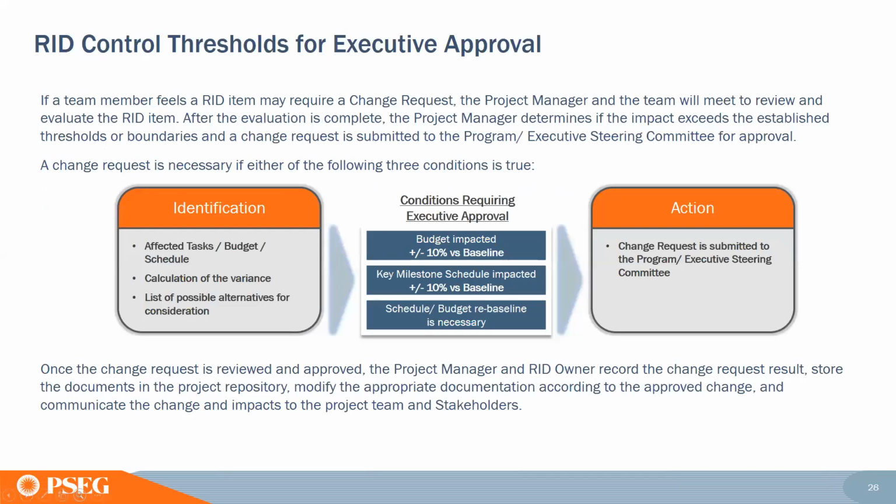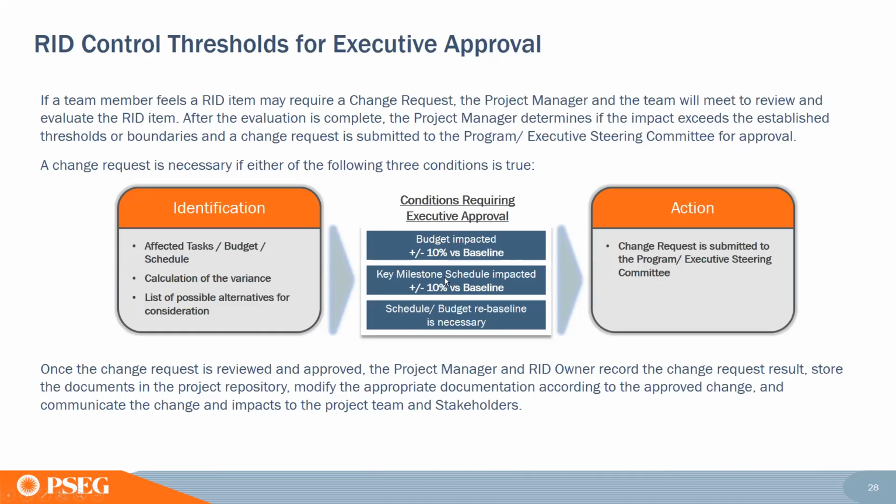So, thresholds for executive approval. A change request is necessary if you meet any of these conditions. When you identify an affected task, budget, or schedule, here are your conditions. If the budget is impacted and there's a plus or minus 10% baseline variance, it will require a change request.